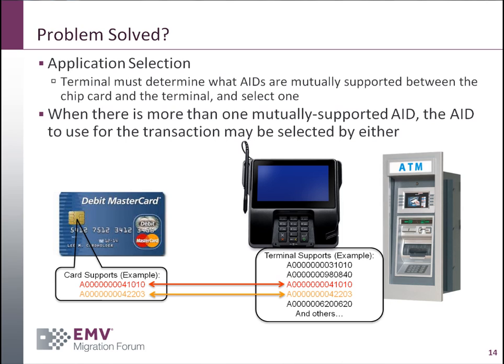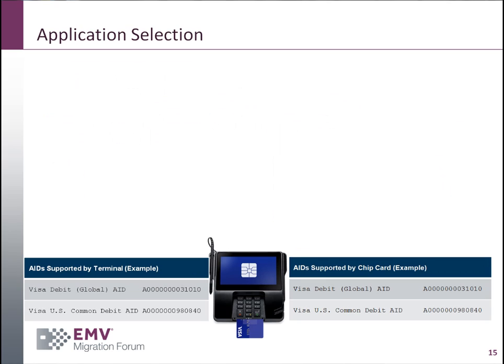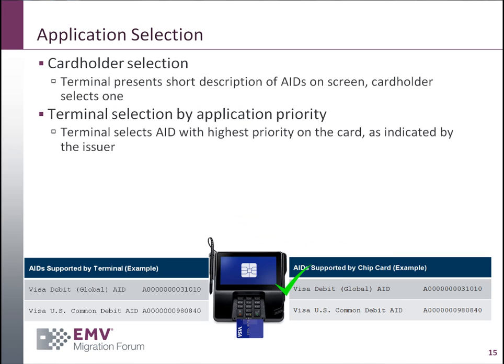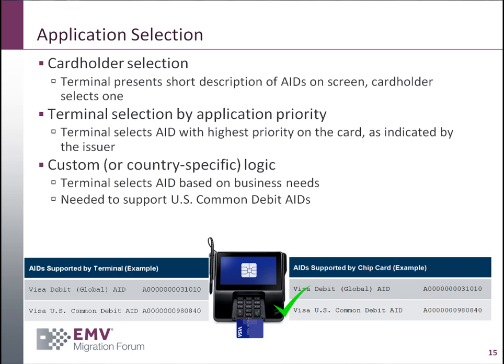The AID may be selected either by the cardholder or by the terminal. With cardholder selection, a brief description of the mutually supported AIDs is presented on the terminal screen, and the cardholder selects one of them. If the terminal does not provide cardholder selection of the AID, then the terminal can either automatically select the AID that has the highest priority on the card as indicated by the issuer, or the terminal can follow custom logic, which allows it to select the AID based on business needs.